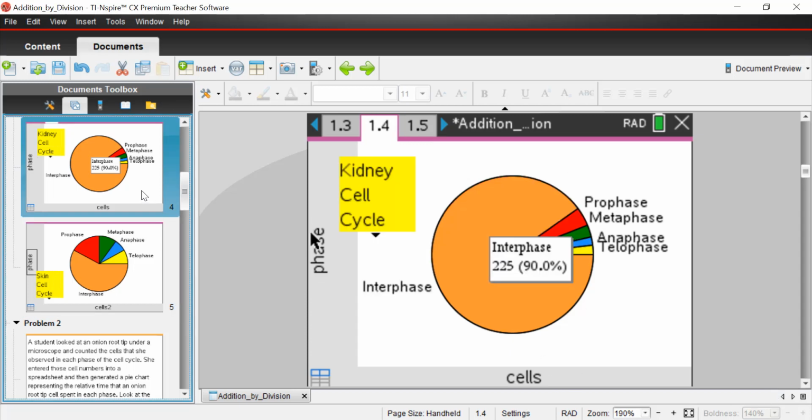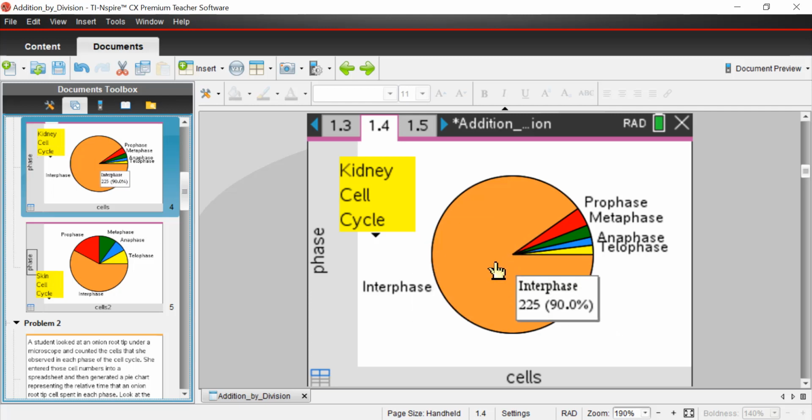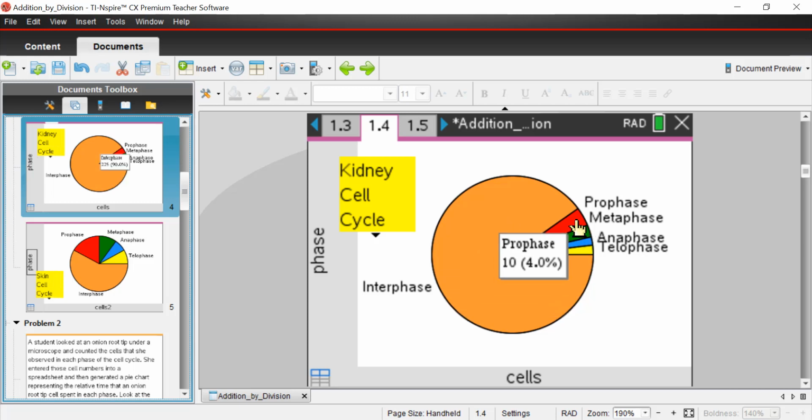And so if I jump back over to the kidney cell on page 1.4, you've got a couple of different ways to do this. You can eyeball it and estimate, and we'll start with that. We can see that 90% of the cells were in interphase, whereas about 10% were spent in mitosis. So if we use those numbers and think about time, and we know that mitosis takes 24 hours, we can say that if 10% of the cell cycle took 24 hours, then the entire cell cycle must have taken about 240 hours.